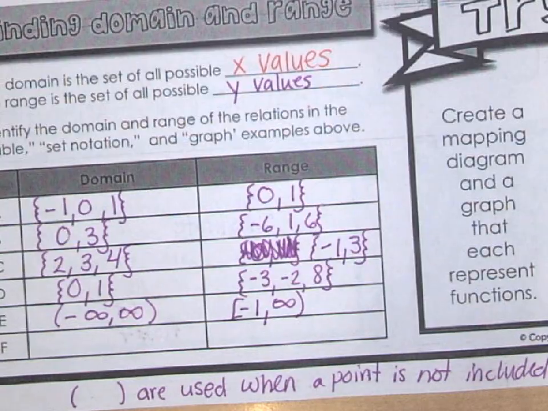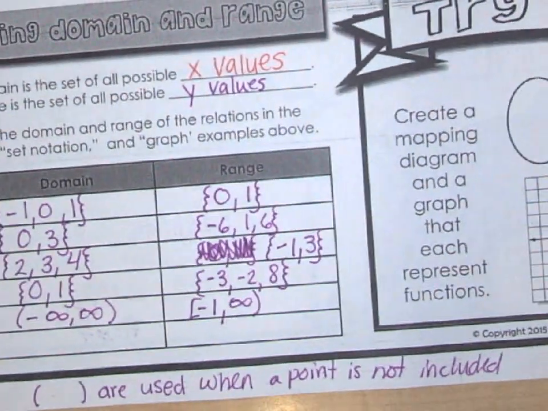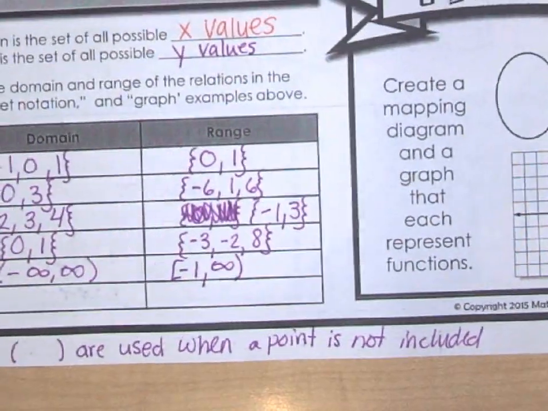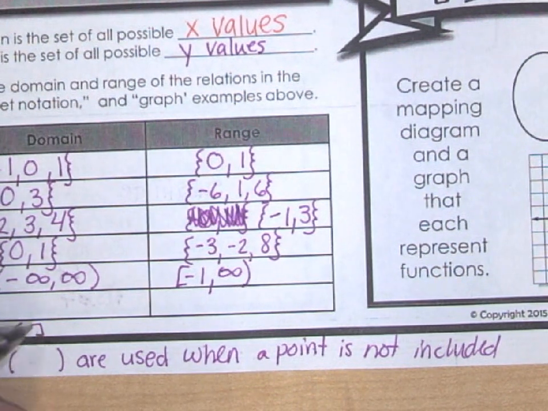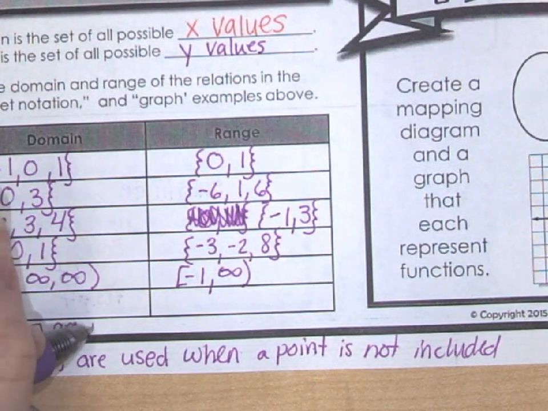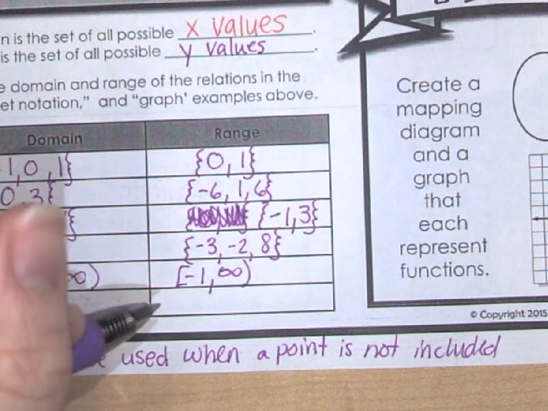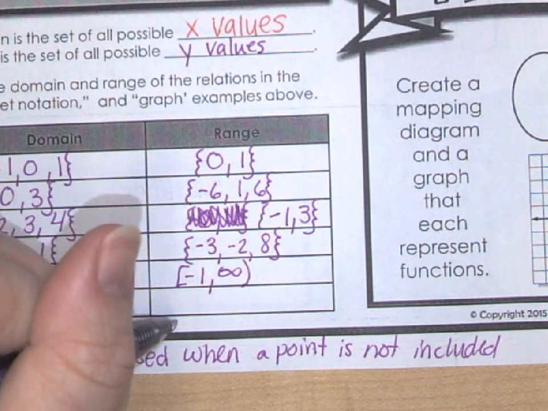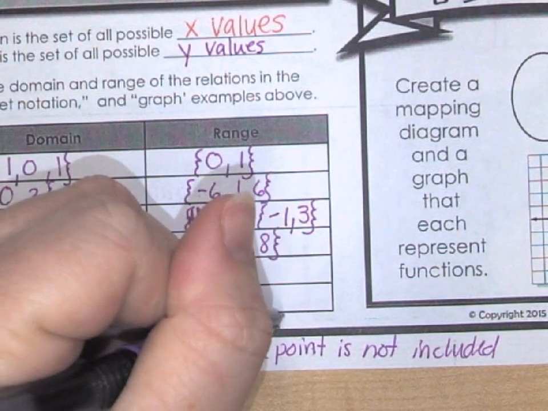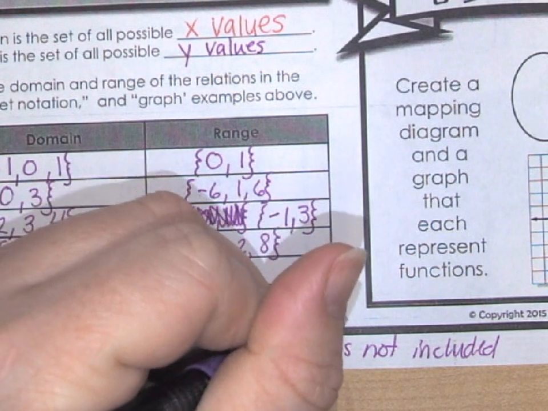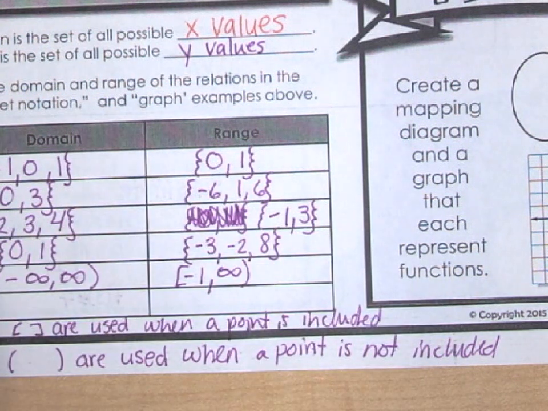Okay. So parentheses are used when a point is not included. And then the square brackets are used when it is. So think about our open and closed dot. Okay, so this is our open dot, closed dot.